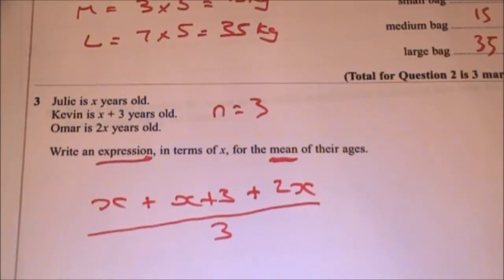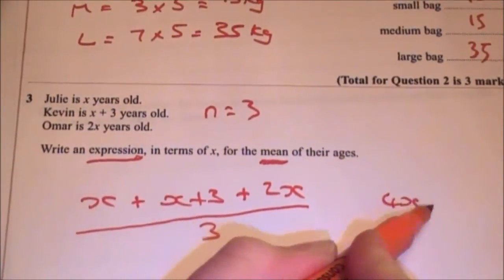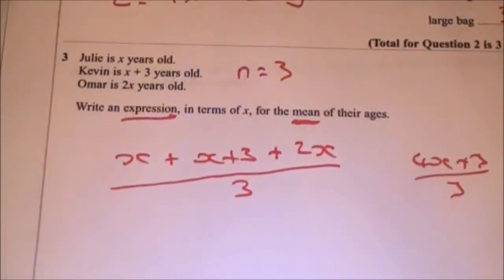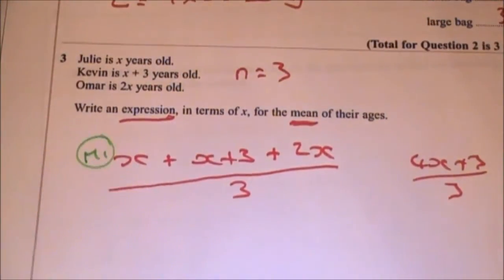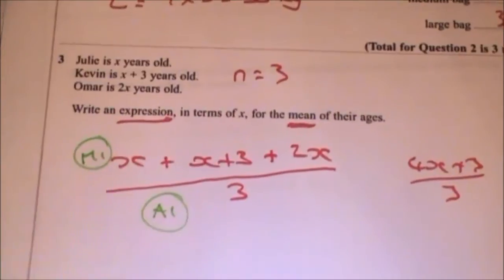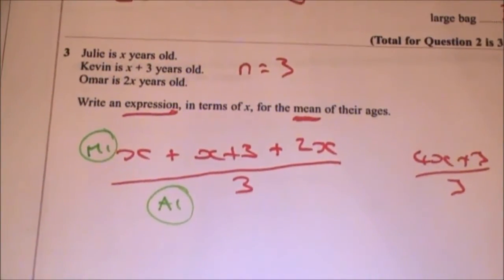Now I could go ahead there and say X and X and 2X is 4X plus 3, but they haven't asked me to simplify it, so for now that is actually going to do. With regards to the mark scheme, you get 1 mark for showing that you've understood the need to add them together, and then you get the 2nd mark for showing that you've added them together and divided by 3.